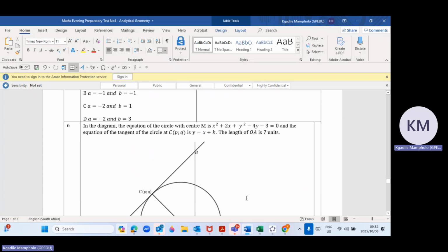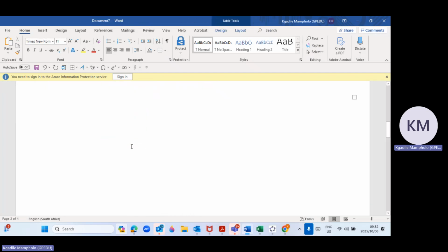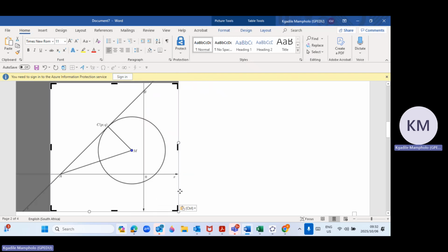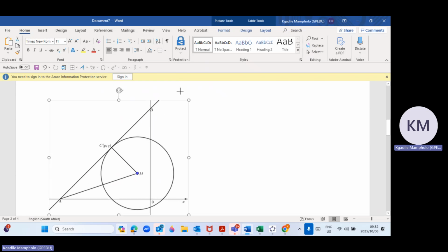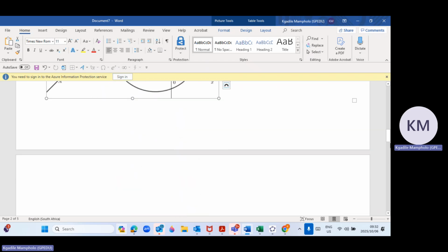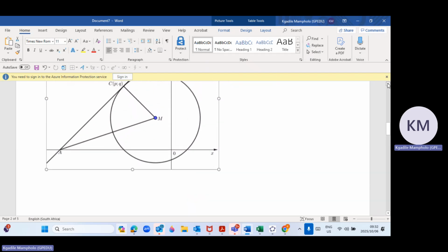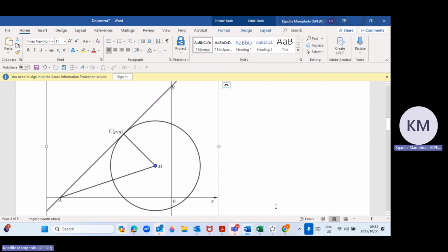Number 6. Let me put this on the other page so that we can see it clearly. Let me cut this part so that we can make this one bigger. All right. This is the diagram as the statement says. Let me just put the diagram nicely so that we can see. Let's read the statement to see that whatever we have is in the statement.